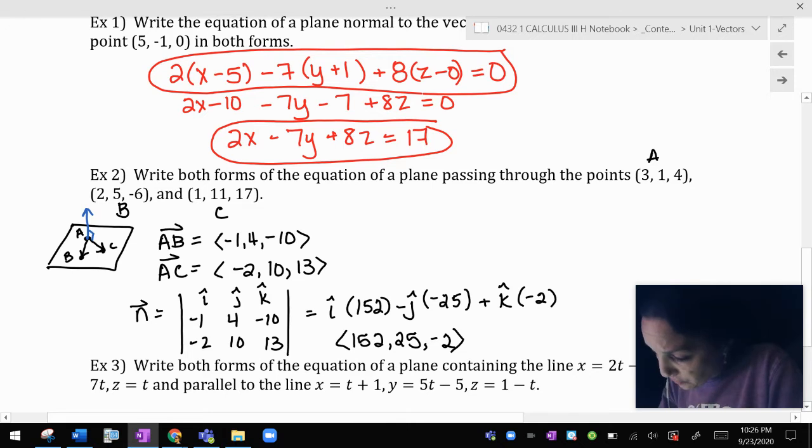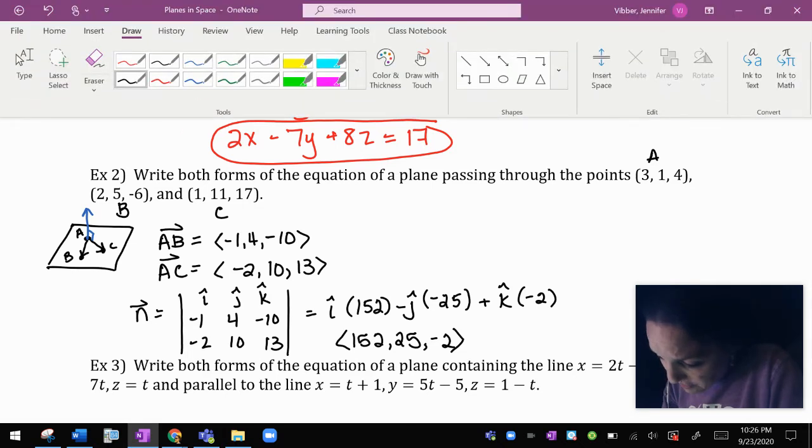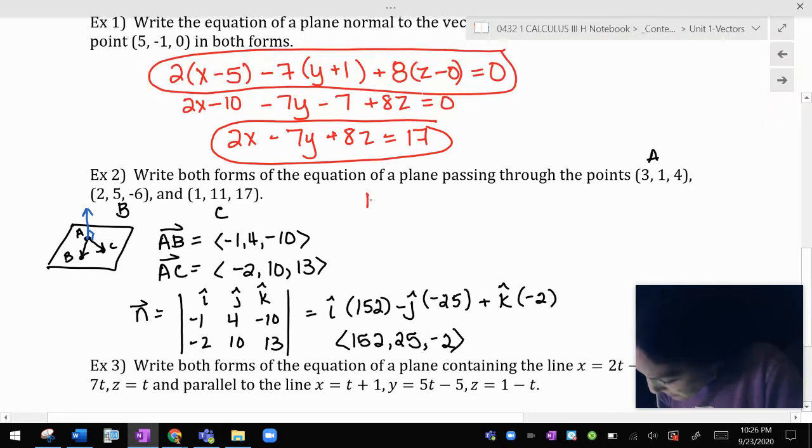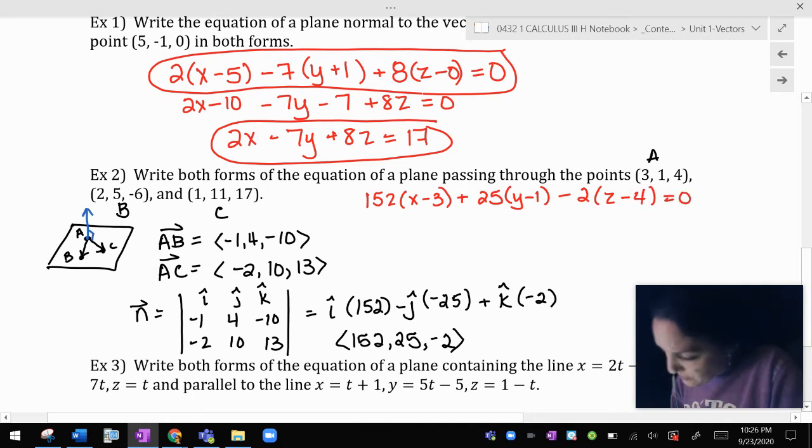And then I just need to create the plane. Fine, I can do that. I've got my normal vector. So my plane would be 152 times x minus 3 plus 25 times y minus 1 minus 2 times z minus 4 equals 0.